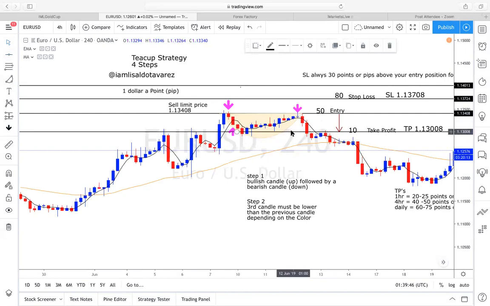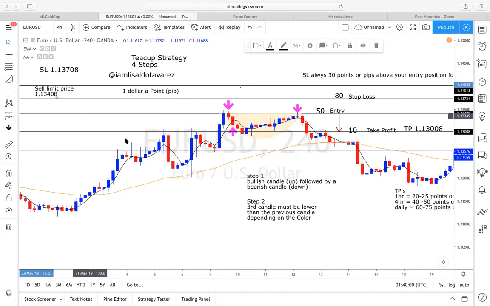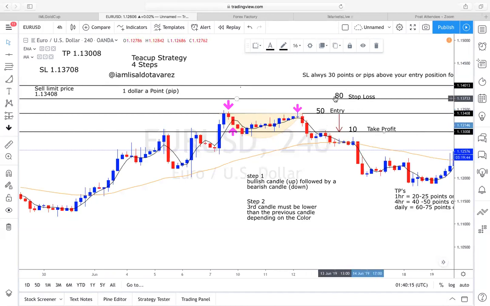Now watch this. Because everybody doesn't know what account pips are, right? So now forget about this number, forget about 1.13408. Let's put these numbers on the side. We'll come back to them later. Let's focus on these 3 numbers: 50, 80, and 10. Focus on these 3 numbers. So now I'm going to put a sell limit.